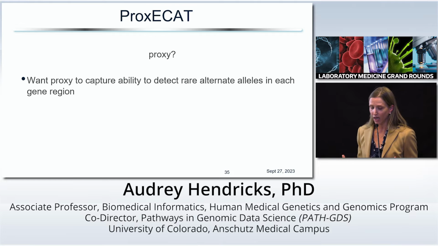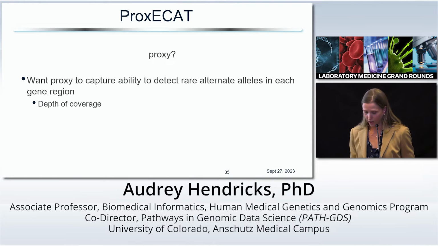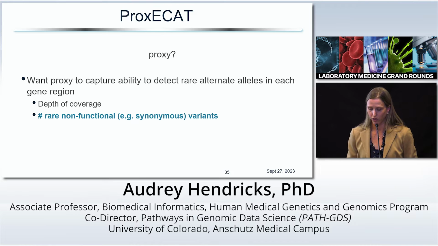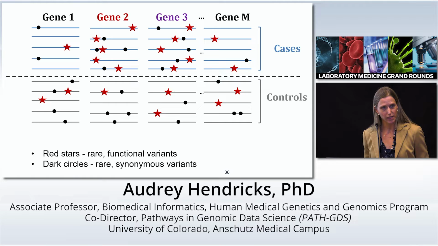Well, we would like our proxy to be able to capture differences in the rare alternate alleles in each gene region that might be due to differences as in sequencing technology and pipeline. Maybe we could use depth of coverage, or maybe we could use the number of rare or non-functional synonymous variants. And that's what we did.